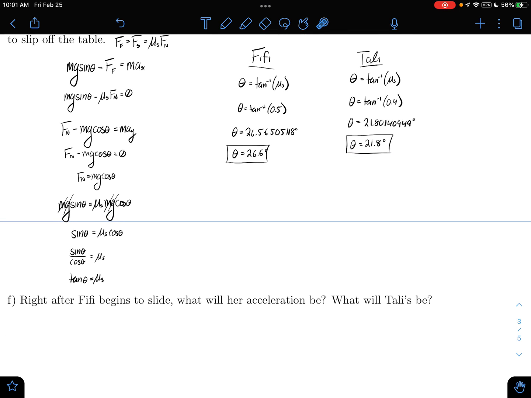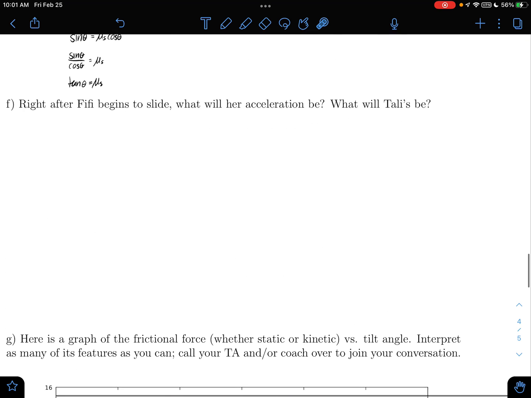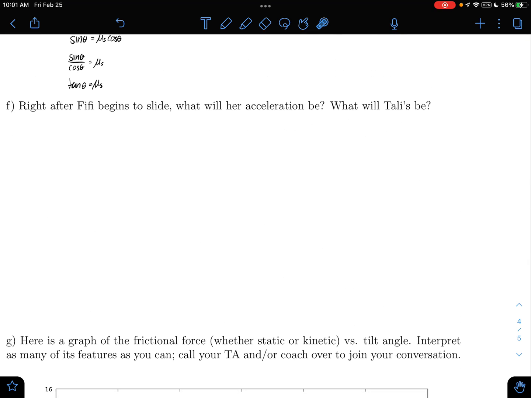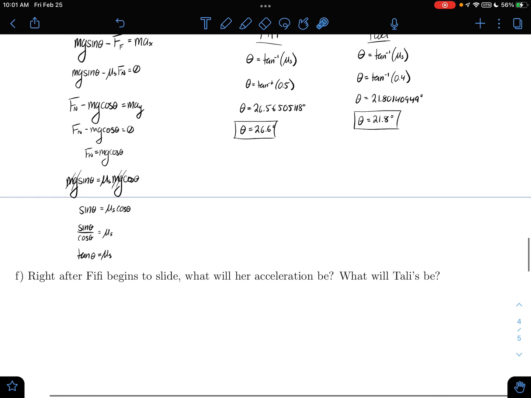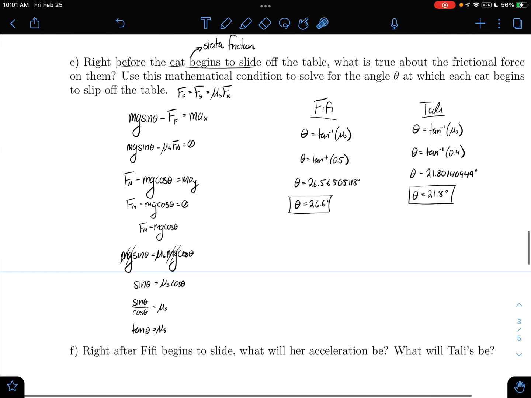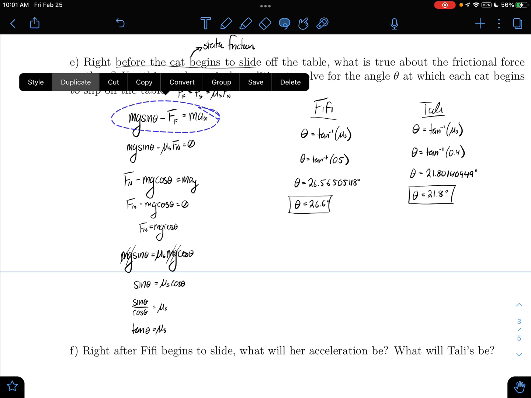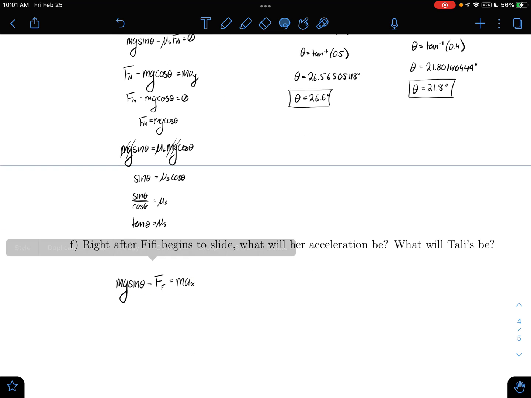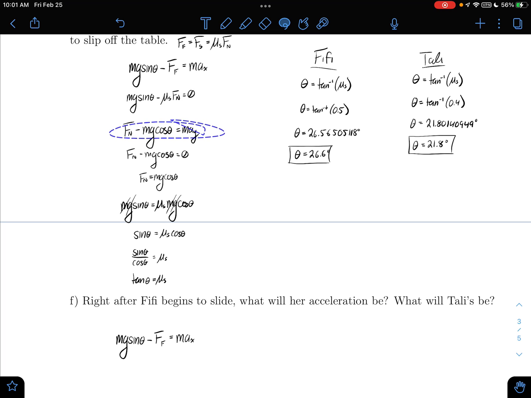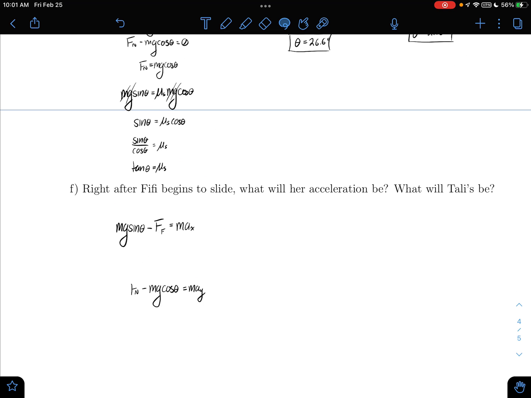So those answers make sense, right? Now, right after Fifi begins to slide, what is the acceleration? Before, we said we don't want to slide in our x direction just yet, but now we do want an acceleration in the x direction so we can solve for it. So I'm going to pull this equation, and I'm going to borrow this equation as well.